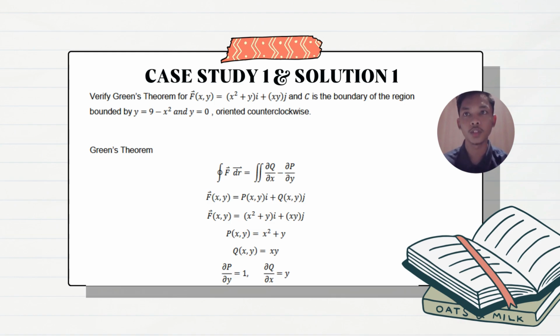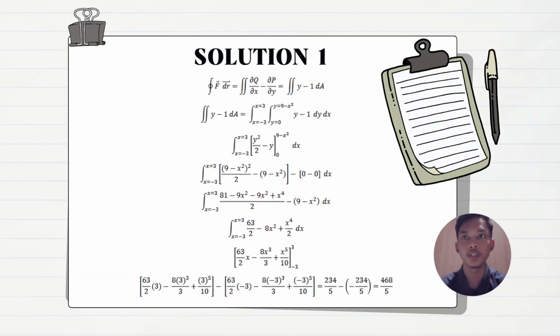From our vector field, we can identify P of x and y as x squared plus y, and Q of x and y as xy. By calculating the partial derivatives, we find that partial P over partial y equals 1 and partial Q over partial x equals y. These values are then ready to be substituted into the double integral for final verification. To solve this, we evaluate the double integral of y minus 1 dA with limits of x from -3 to 3 and y from 0 to 9 minus x squared.